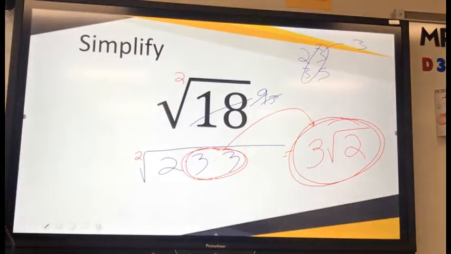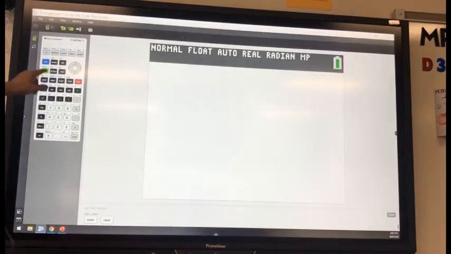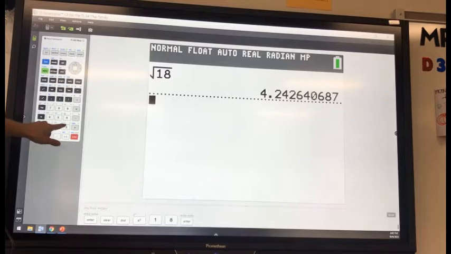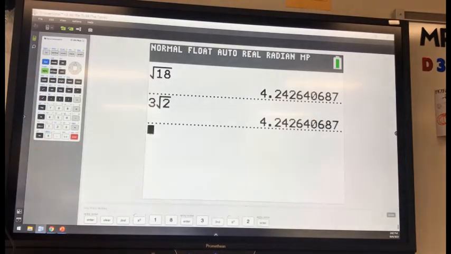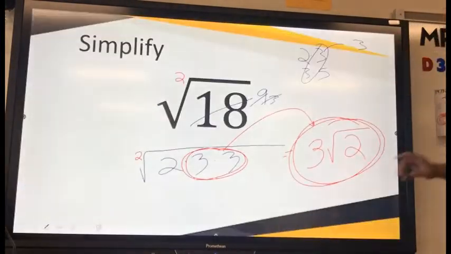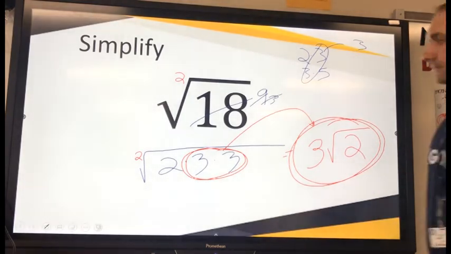We can actually check this with our calculator. Just put that in there. So do the square root of 18, and you'll get a number. Now take 3 square root of 2, and you should get the same number, right? Because it's the same thing, just simplified. We did, so it looks like I don't have any issues here. I'll accept 3 times square root of 2.